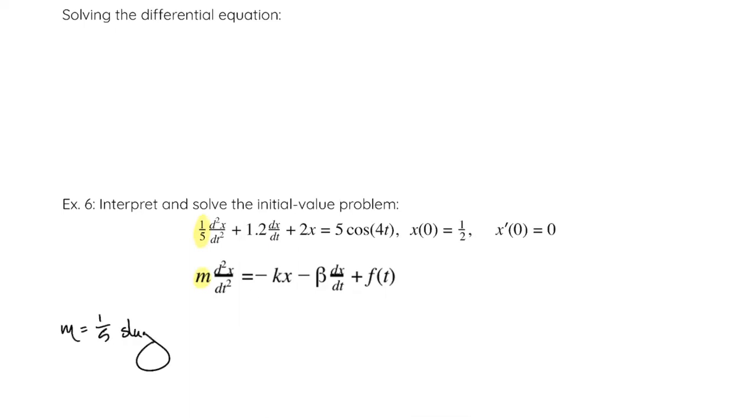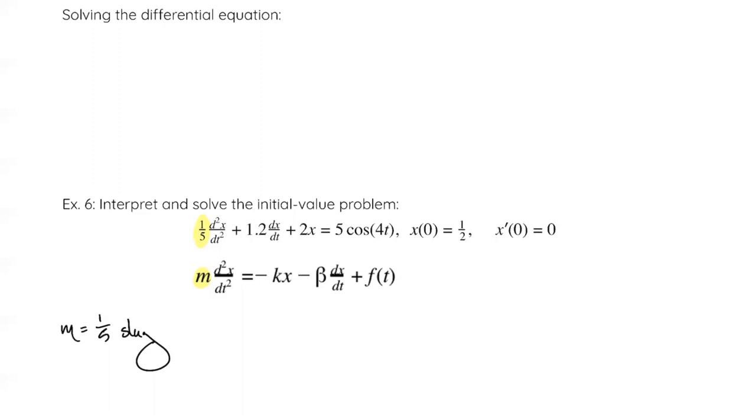of a slug. Now, I don't actually know that it's a slug. We've just been working in the imperial unit, so we can go ahead and put that there. If you didn't put any units, that's okay too. You would just want to make sure that you could justify that all your units match together, okay?